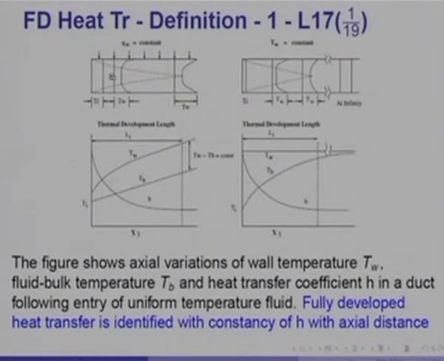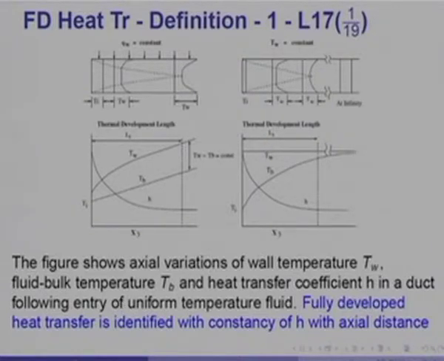Consider this duct in which fluid at uniform temperature enters, and there is a constant wall heat flux supplied at the wall. Then you can see that the wall temperature will begin to rise, and after some distance would rise at a linear rate. The bulk temperature, however, simply from the first law of thermodynamics, is m dot Cp into dT bulk by dx.